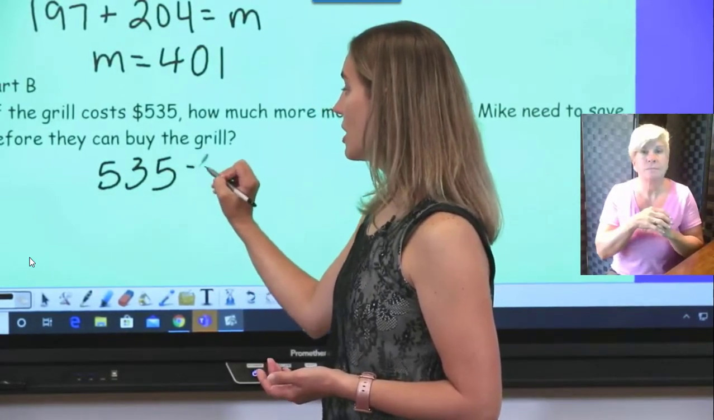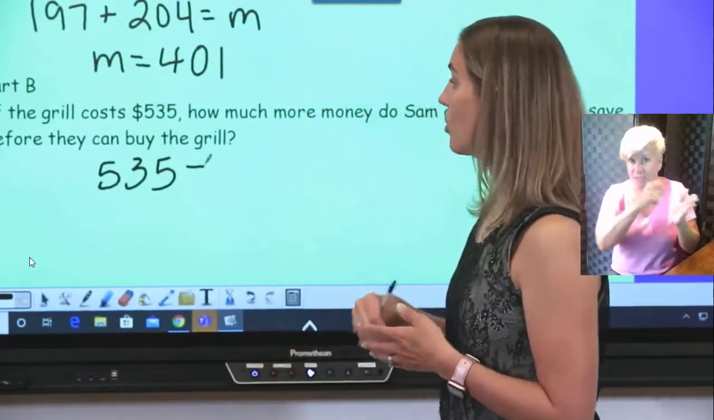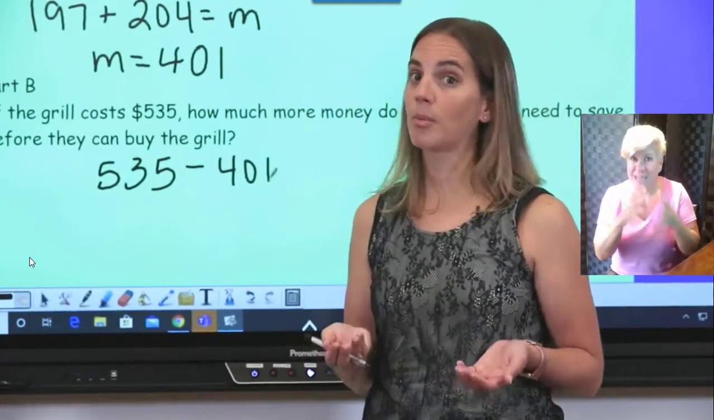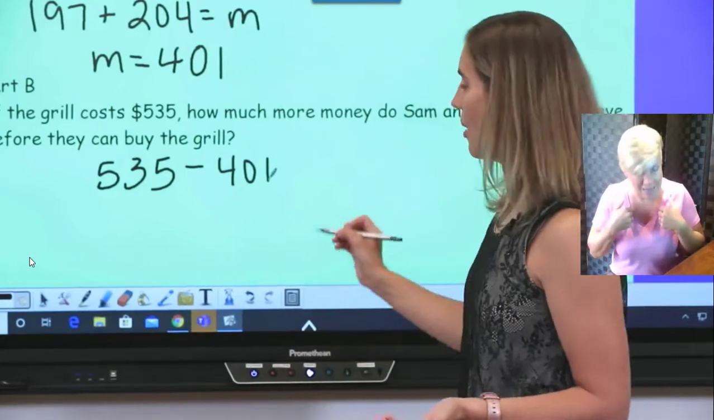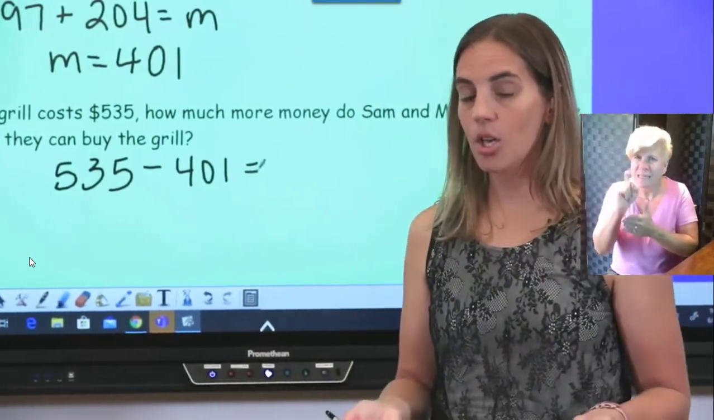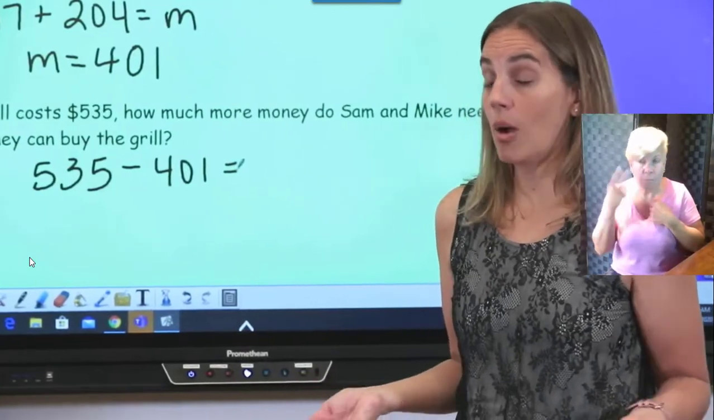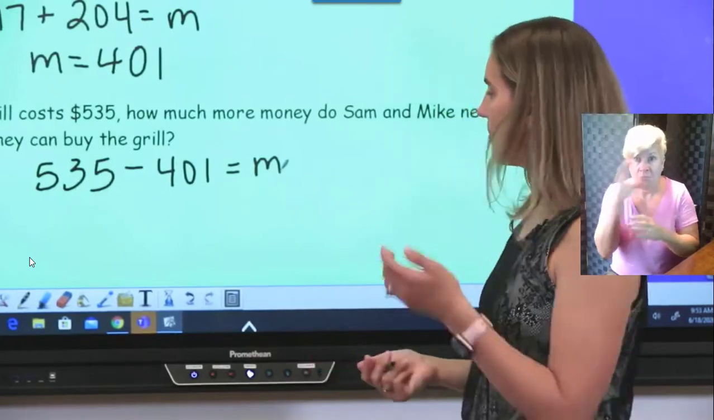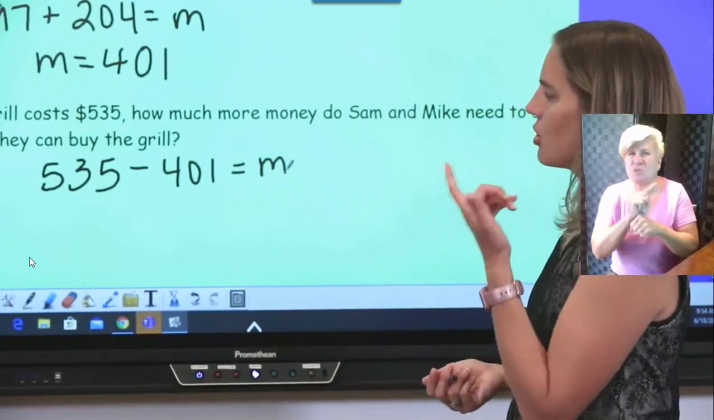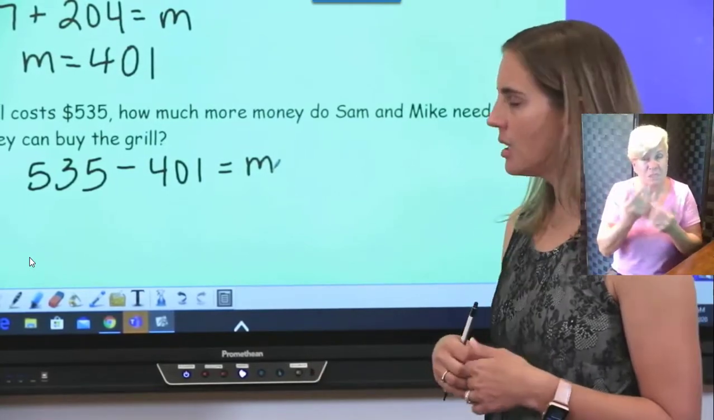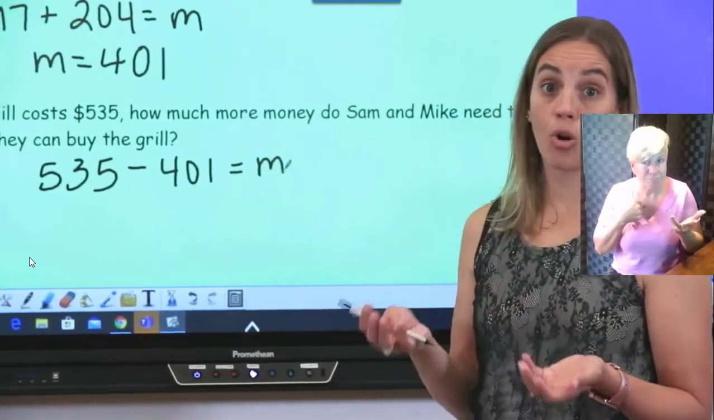So let's take our larger number, 535. We're going to subtract, remember that's the cost of the grill. We're going to subtract $401. That's how much Sam and Mike already have. And what I'm trying to figure out is how much more money they need to save. So again, I'm looking for money. So again, I'm going to use the variable m here, but you could use whatever you wanted. Okay. So if I wanted to solve this problem, I think probably the easiest way for me to solve it is going to be to draw base 10 blocks.